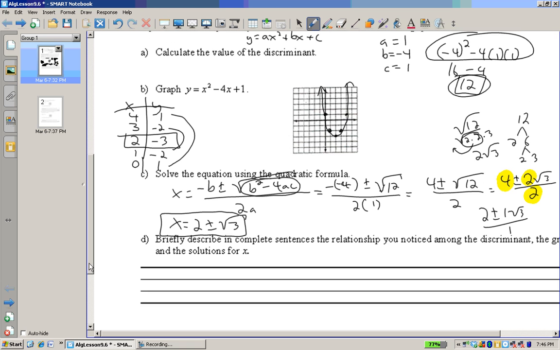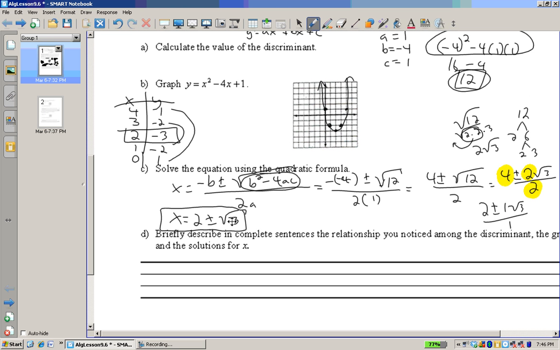Now think about it. The square root of 3 is about 2, a little less than. So 2 plus or minus 2 essentially is what we're dealing with. So 2 minus 2 would be about 0. You notice that hits at about 0. 2 plus 2 would be about 4. That hits at about 4.